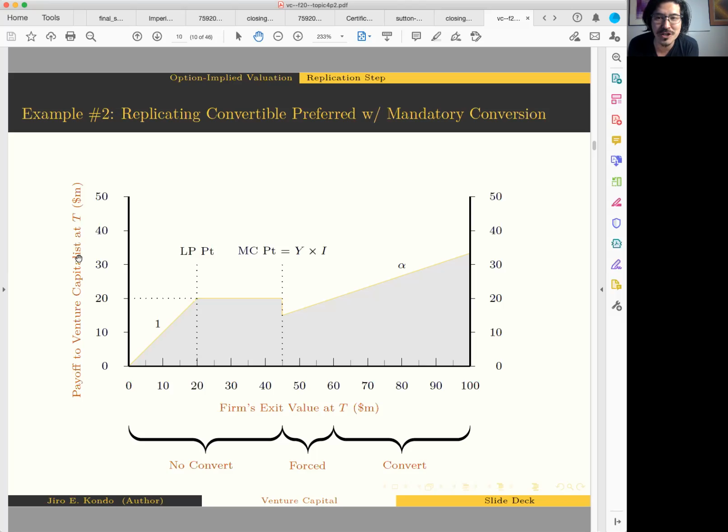Because of mandatory conversion. We saw that in an example at the end of our last lecture. So whenever you've got mandatory conversion that binds, that means it forces you to convert when you would not like to convert. That creates a drop in your payoff diagram. And a drop in your payoff diagram creates actually a jump in everyone else's payoff diagram. In other words, real world securities with VC, startup, they can have jumps and drops, not just changes in slope.